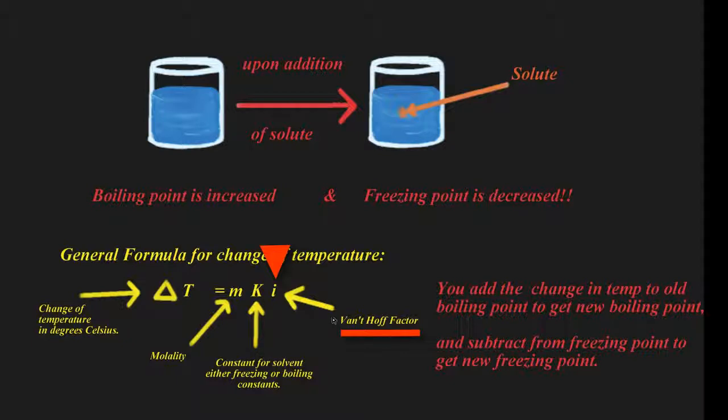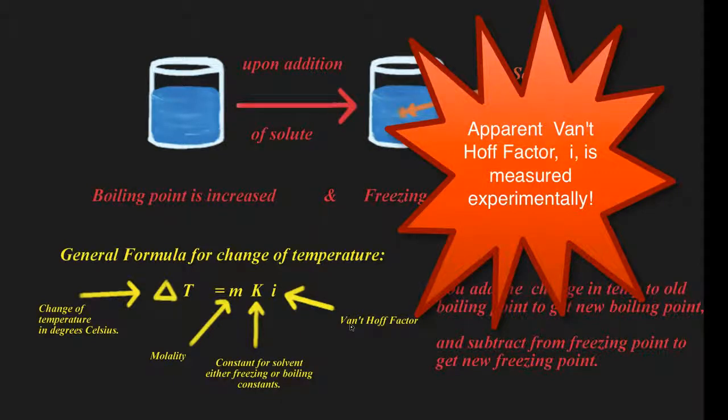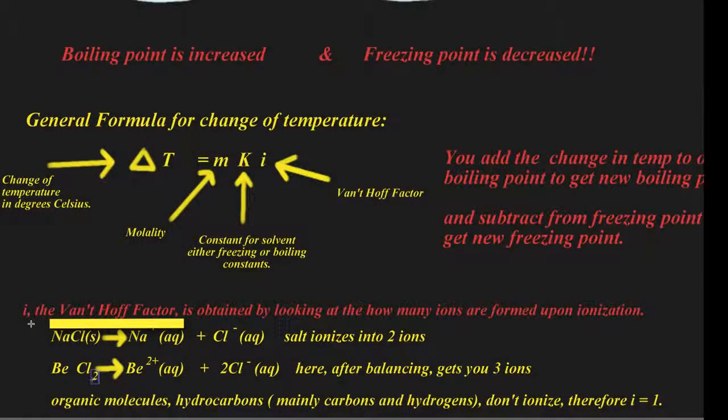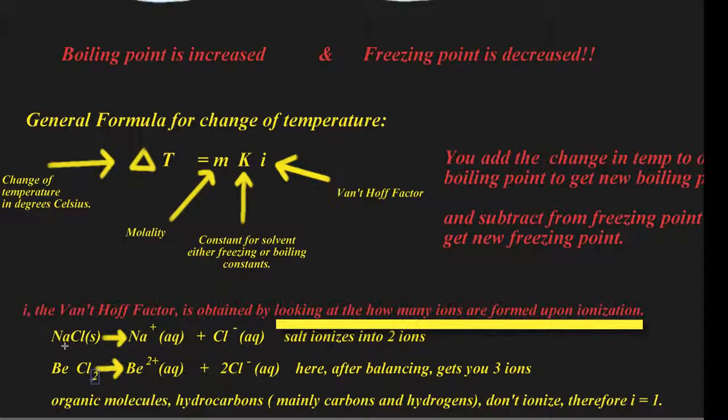All right. There's two ways we're going to look at this Van't Hoff factor. One of them is an apparent Van't Hoff factor, and that one's obtained by plugging in your K, your molality, and your change of temperature and solving for i, and usually obtained experimentally. The Van't Hoff factor is obtained by looking at how many ions are formed upon ionization. We can estimate this if we're not looking for the apparent Van't Hoff factor, like I just discussed.